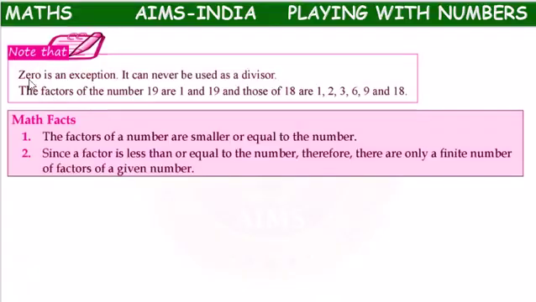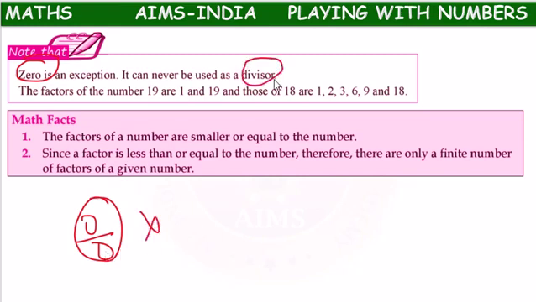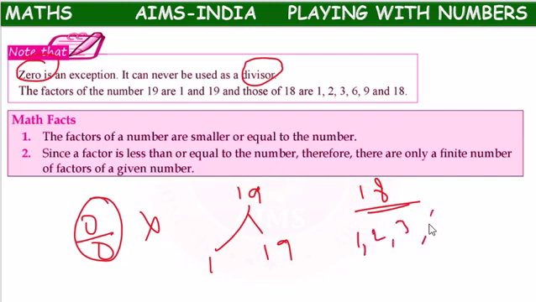Next note. Here 0 is an exception, because 0 by 0 is not divisible. While considering factors, we won't consider 0, because 0 cannot be used as a divisor. If we take 19, it has only two factors, 1 and 19. Whereas 18 has many factors, as we just said: 1, 2, 3, 6, 9, 18.